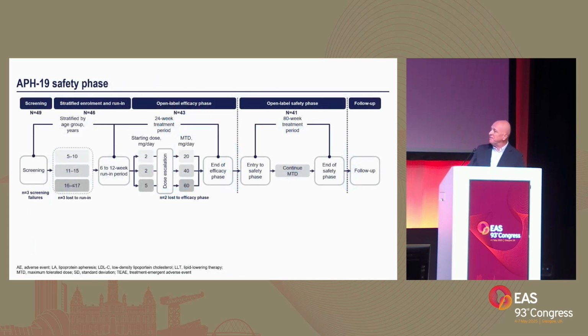After this efficacy phase, all these patients went to the open-label safety phase. The safety phase had a duration of 80 weeks, and so now we have experience with the use of lomitapide for 104 weeks. That means 2 years' time.